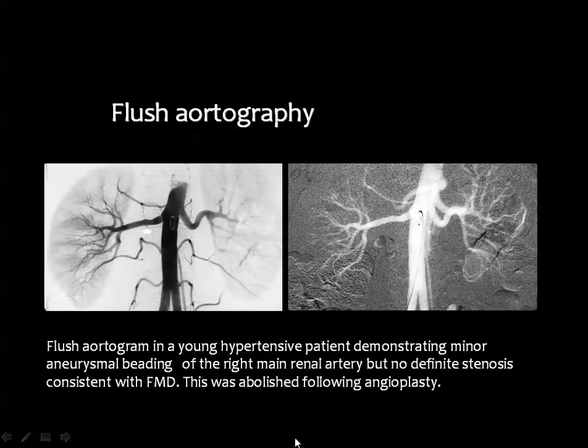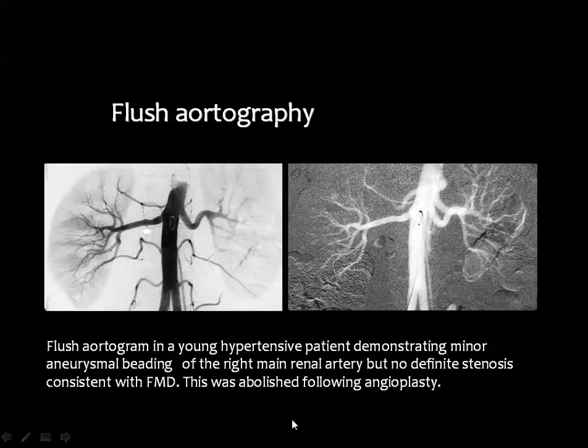These are not. In the previous days, in order to see the renal vessels, we used to introduce a catheter through the femoral artery into the aorta. Then we inject the contrast material. Then the contrast will opacify the left renal artery and the right renal artery. This technique was known as the flush aortography.